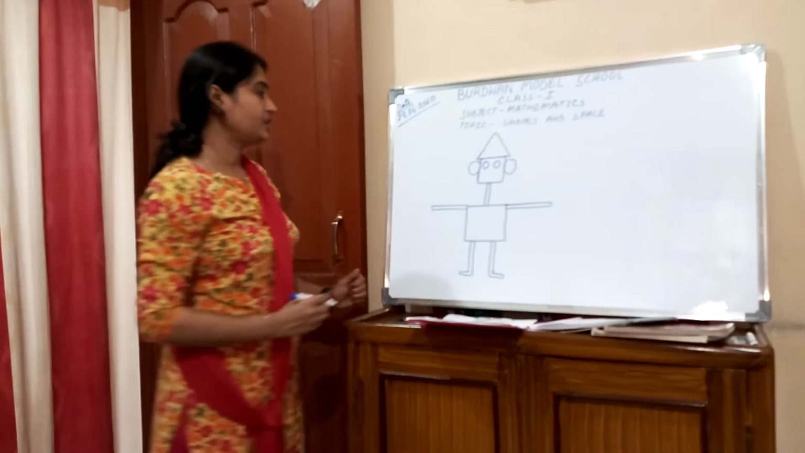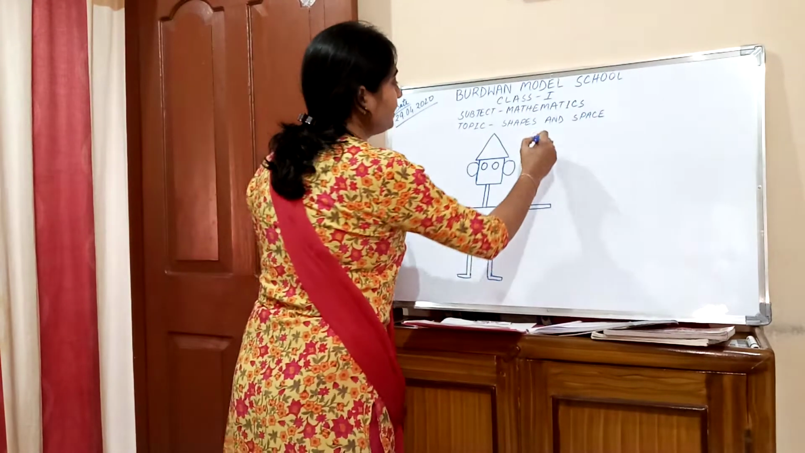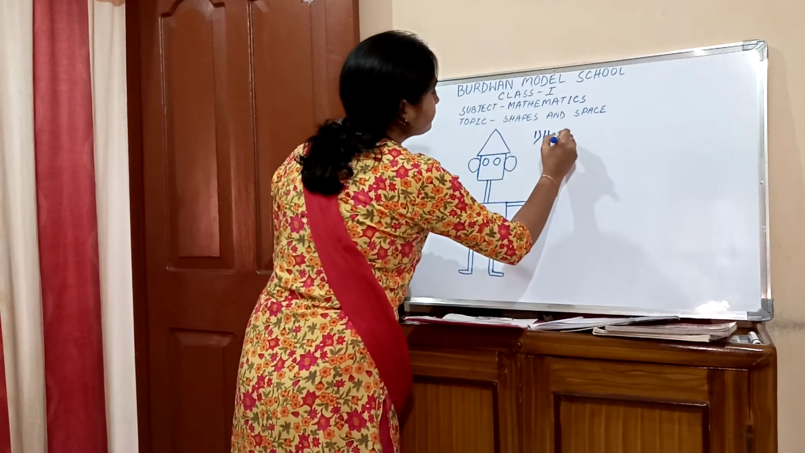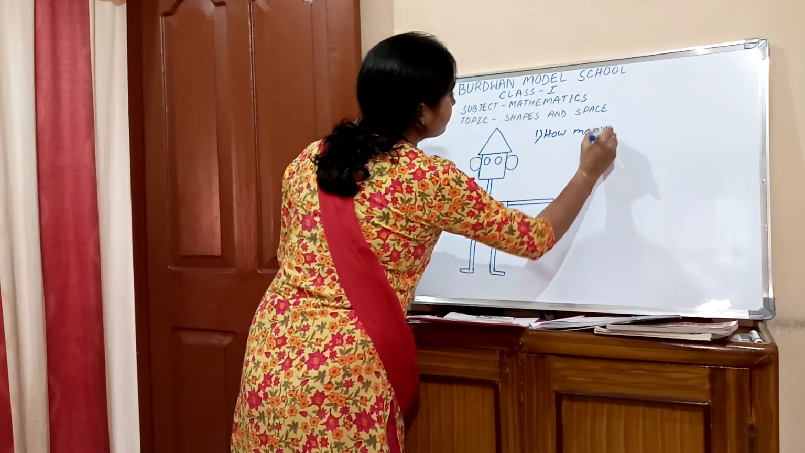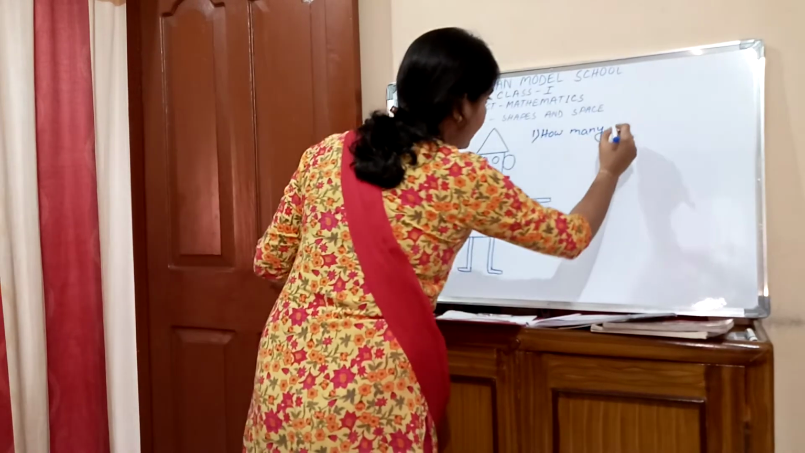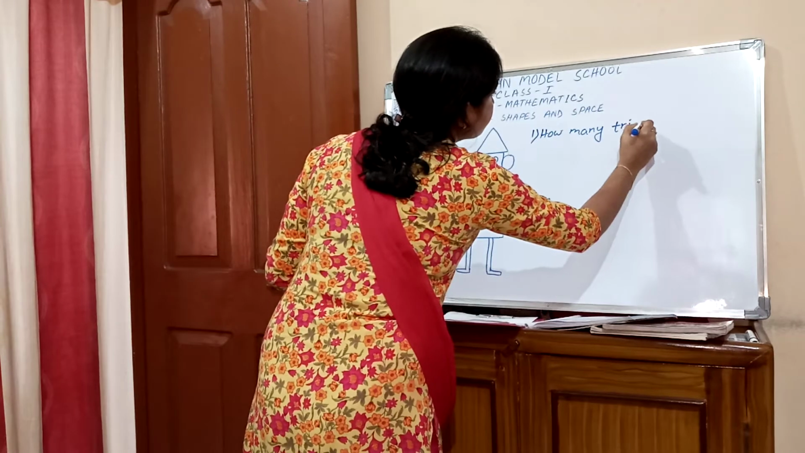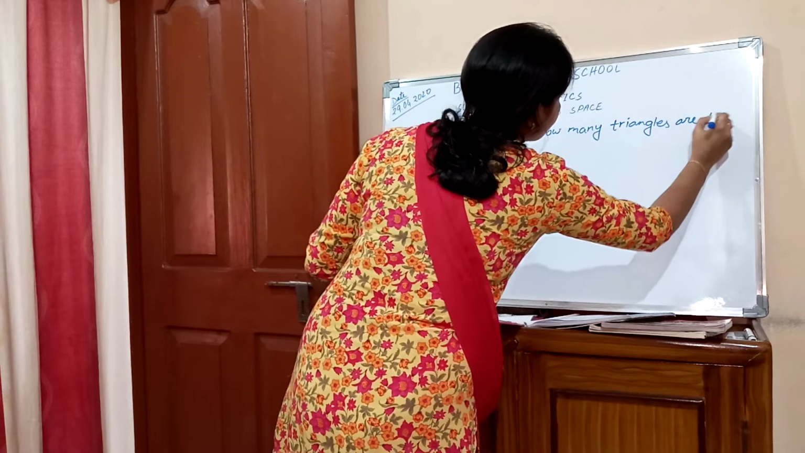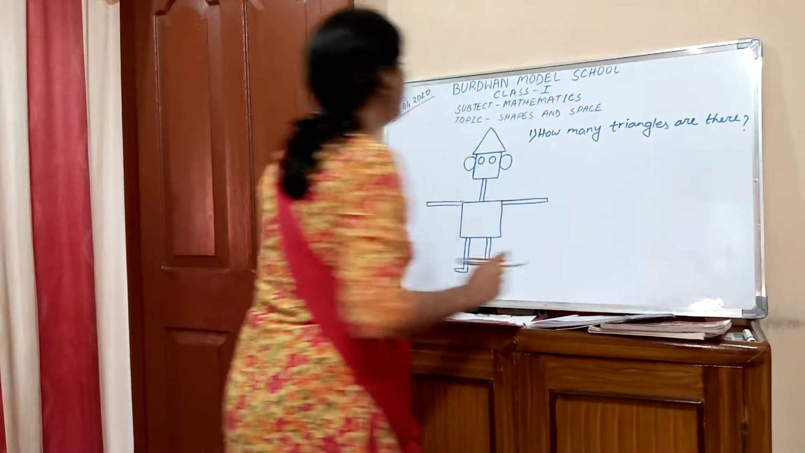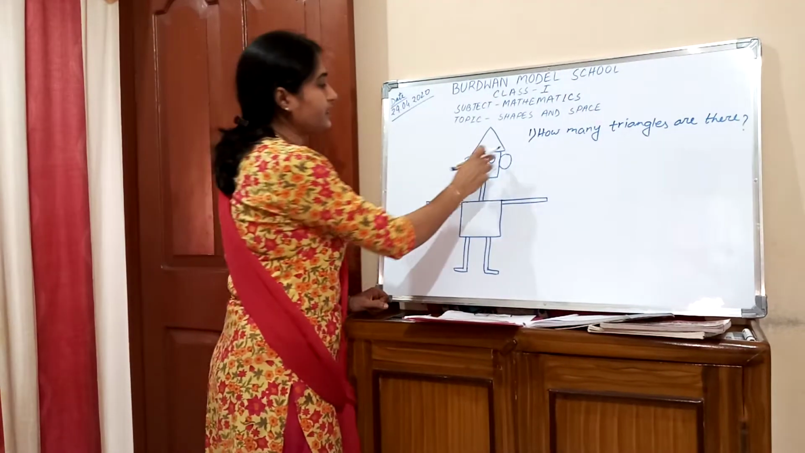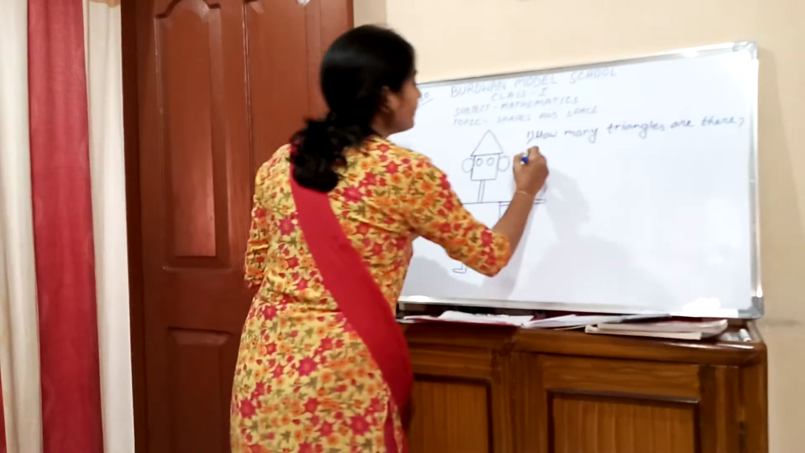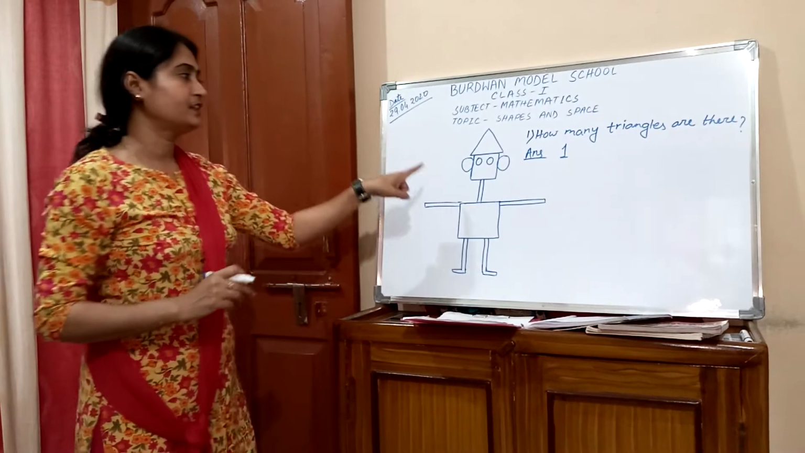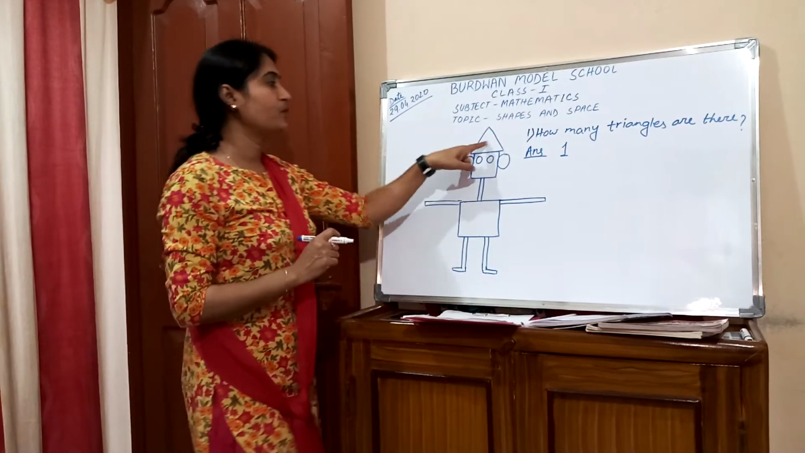Now, your questions. Question number 1. How many triangles are there? Count how many triangles. 1. How many? Only 1 triangle in this figure. There is only 1 triangle in this figure.